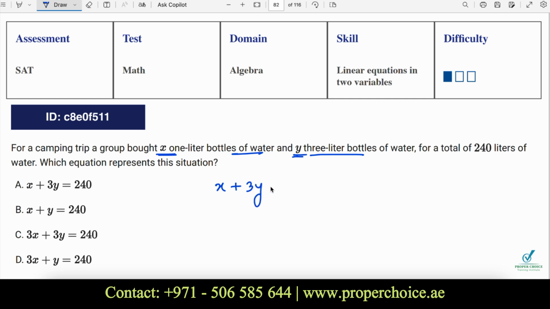Combined, the total liters of water bought is going to be 240 liters. So this is the equation we are supposed to go with. That's option A. So x plus 3y equals 240.